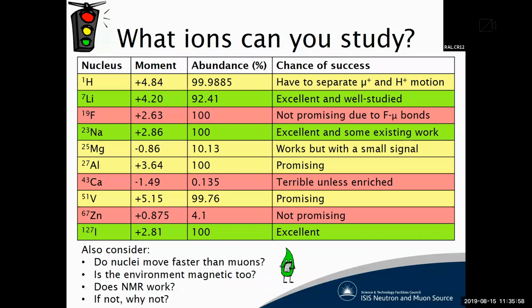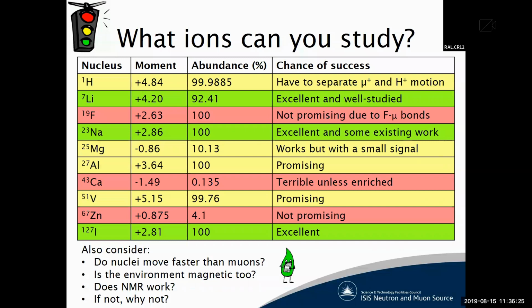Other things are really hard because there's almost no abundance of the ions having a nuclear magnetic moment. So you either have to enrich them, which can be expensive, or move on to something different. We'll study in a different way. Often, the things that you need to think about are: are the nuclei going to move faster than the muons in your sample? Because muons can move in samples, and if you're going to measure your ion motion, you're probably going to rely on the muons staying put.